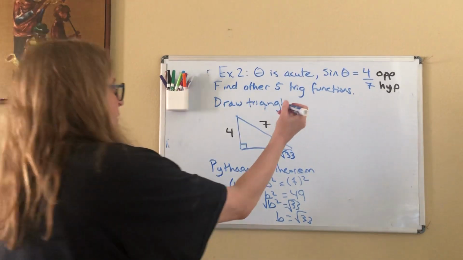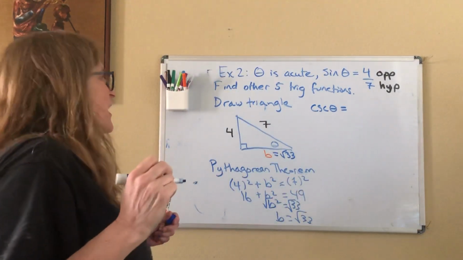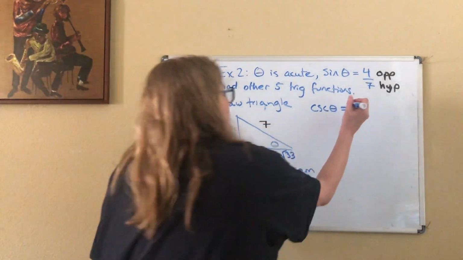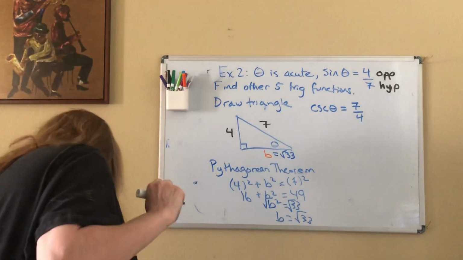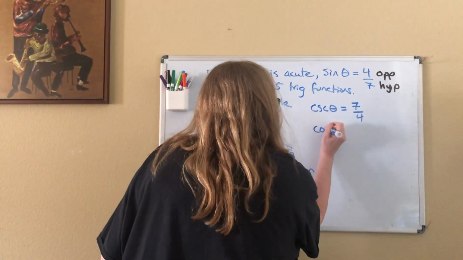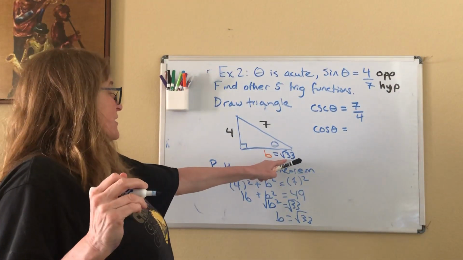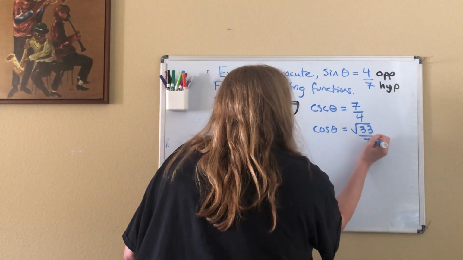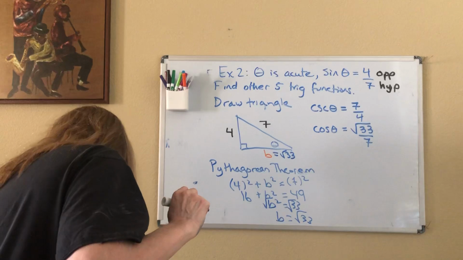So let's start with cosecant. Do you guys know why I'm starting with cosecant? Because it's the easiest to find, because they told me that sine is 4 over 7. So I'm just going to flip it over, and it's 7 over 4. Makes it pretty simple. Then we're going to go to cosine. So cosine is equal to adjacent over hypotenuse. So here's our theta. So the adjacent is root 33, and the hypotenuse is 7. Right? Then we're going to move on to secant.